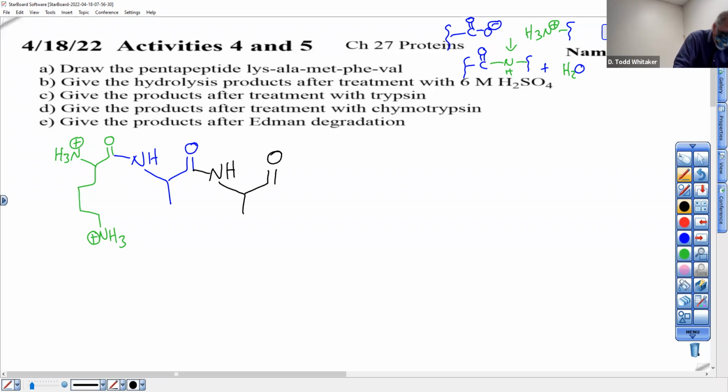And becomes an amide. Oh yeah, did I say these are amides yet? I forgot. It's an amide. That's what holds proteins together. Real strong bonds, by the way.